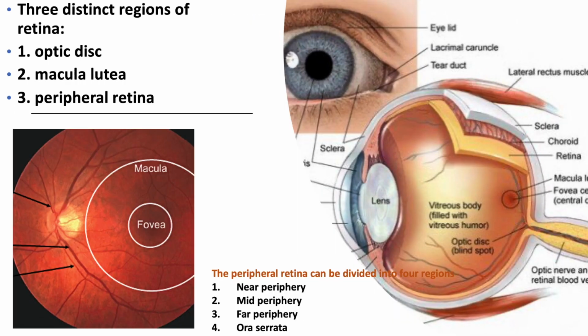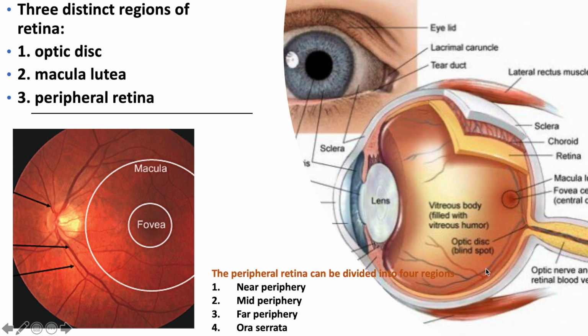Now, the peripheral retina, i.e., the area towards the end, can be divided into 4 regions. You have the near periphery, which is here, the mid periphery, somewhere around here, the far periphery, and the ora serrata, which is here. So near periphery, meaning the back of the eye, mid periphery, far periphery, and ora serrata.